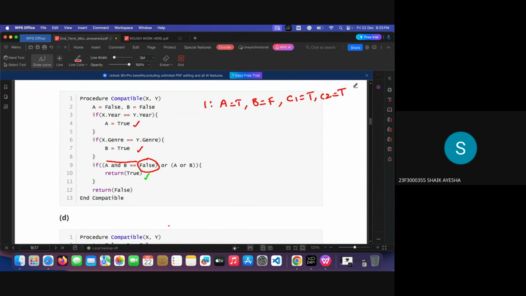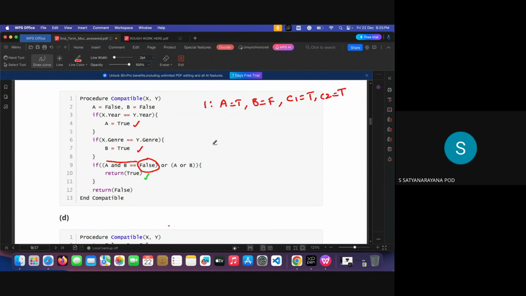Clear? So when we say B double equal to false, we are checking whether B is false or not. We are checking whether the value of B is false or not. If the value of B is false, then return true. So we are specifically checking the value of B only. A is the default value, where you are checking for true. Fine.